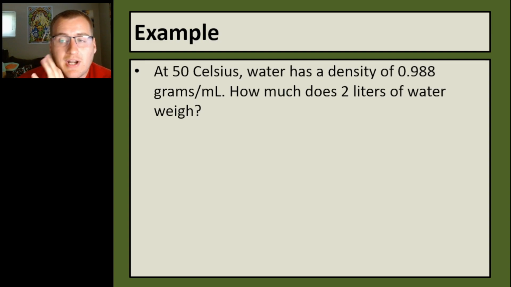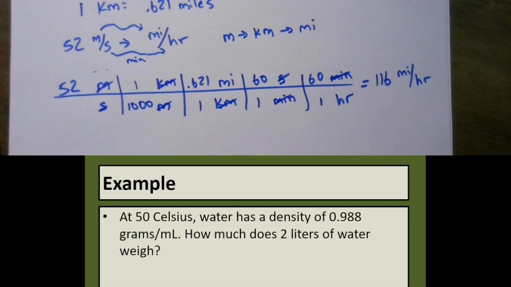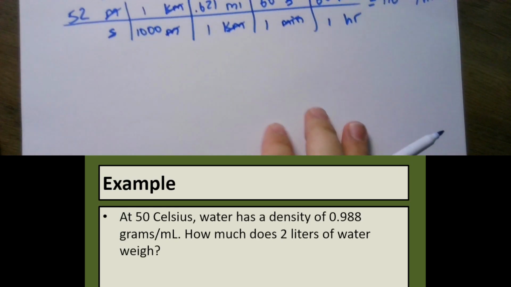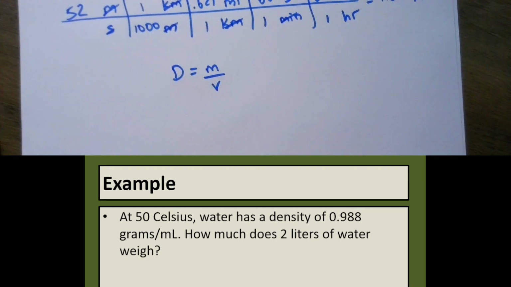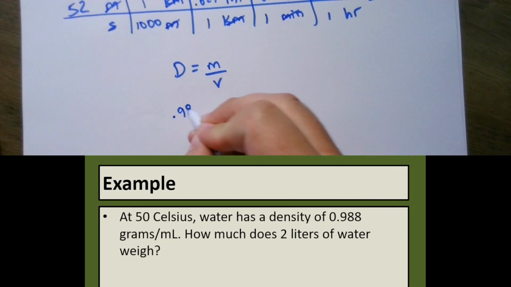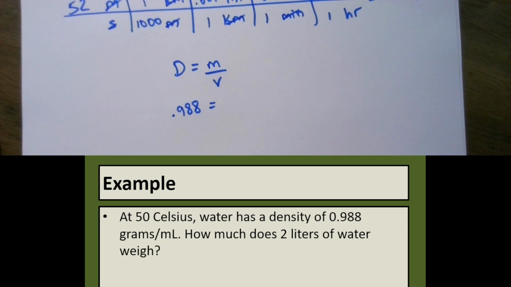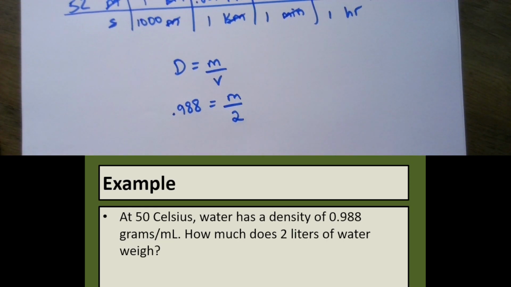Okay, so water has this density. How much does 2 liters of water weigh? So that means I'm looking for its mass. So let's see, density equals mass per volume. That's the easiest way to think about the formula for me. So I know my density is 0.988. I know my volume is 2 liters. So I'm just looking for my mass.